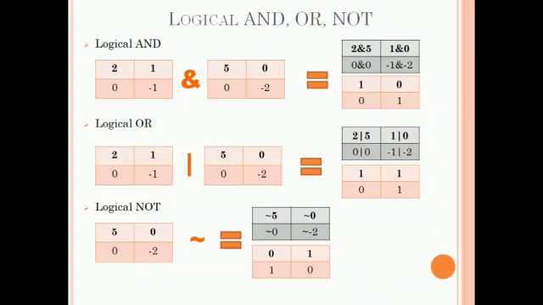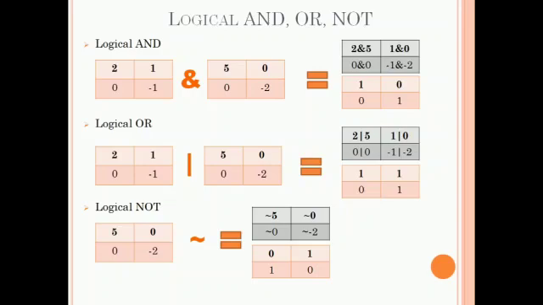In logical AND, element by element AND operation is done and output is 1 if both input elements are non-zero. Otherwise output is 0. In logical OR, element by element OR operation is done and output is 1 if any one of the input elements is non-zero. Output is 0 if both input elements are 0.